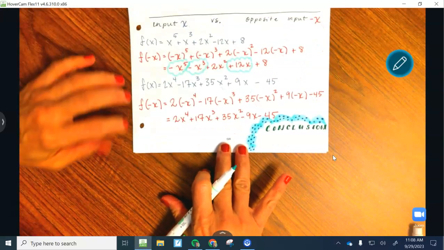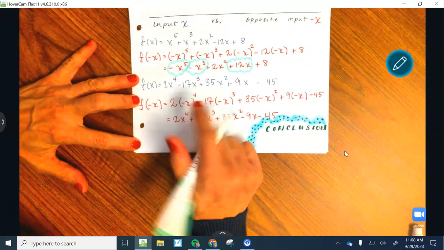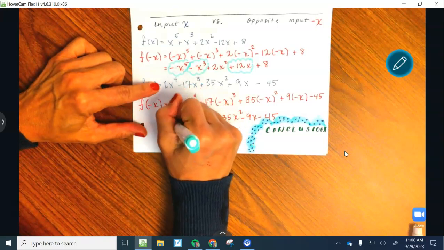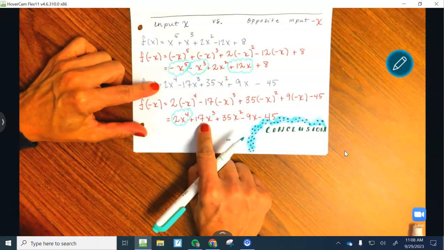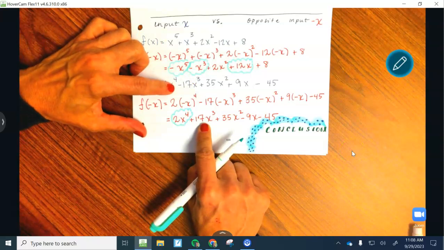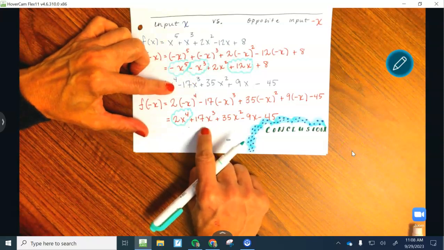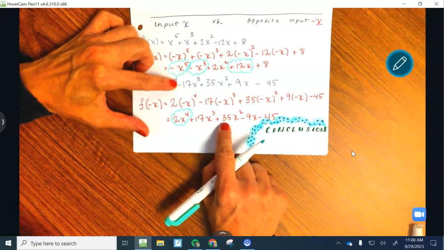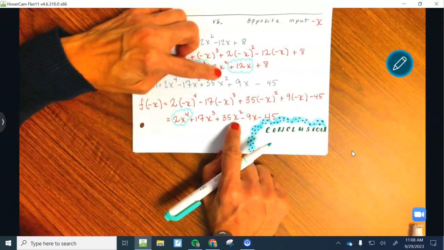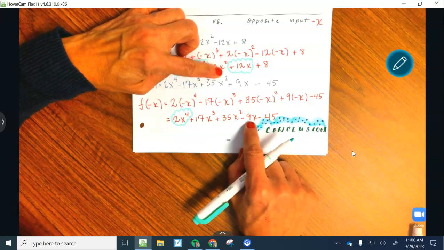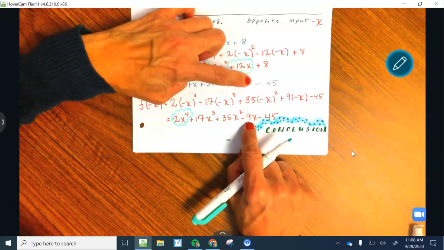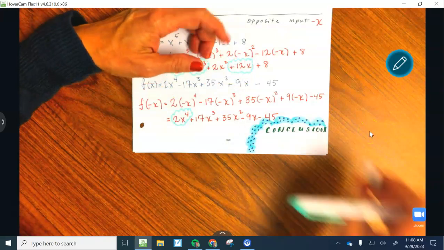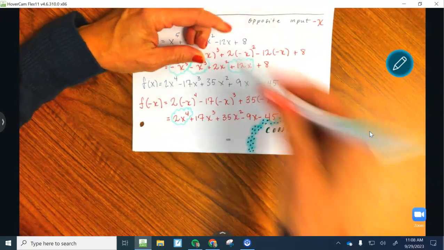Let's look down here. If you notice, this is an even exponent. This stayed a positive 2x to the fourth. This was an odd exponent. Notice how this changed to a positive value. Notice how this stayed the same because of an even exponent. Look, the 9 changed because this x is to an odd exponent, and of course the 45 doesn't matter because it doesn't have an x anyway.